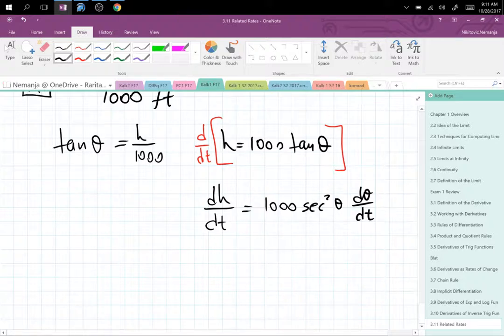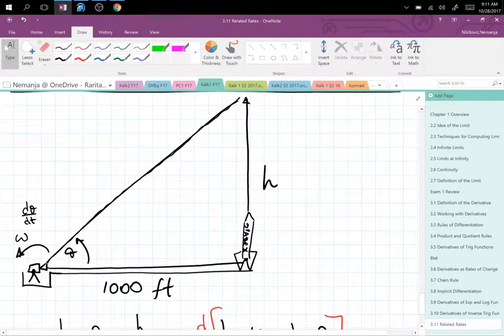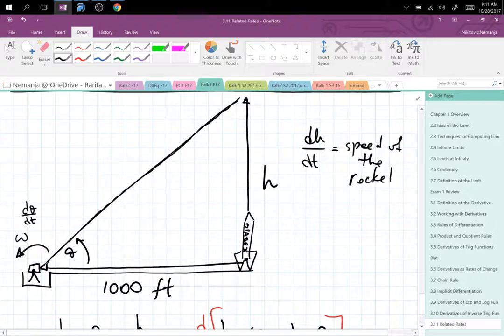So now you see all of the features that we need. Now what's dh dt as a concept on our picture? Very good. dh dt is the speed of the rocket. Nice. And d theta dt is the angular speed at which the camera rotates.